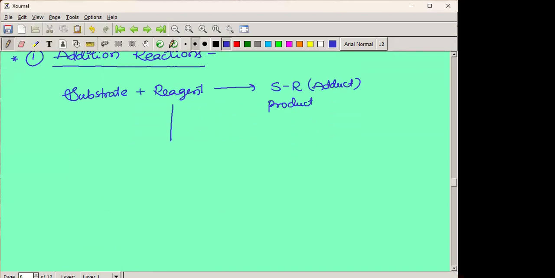How many types of reagents are there? One is an electrophilic reagent, the other is a nucleophilic reagent, and also we have free radical reagent. Based on the types of reagents, we can categorize: one is electrophilic addition reaction, the second is nucleophilic addition, and the third is free radical addition reactions. First, electrophilic addition reactions.